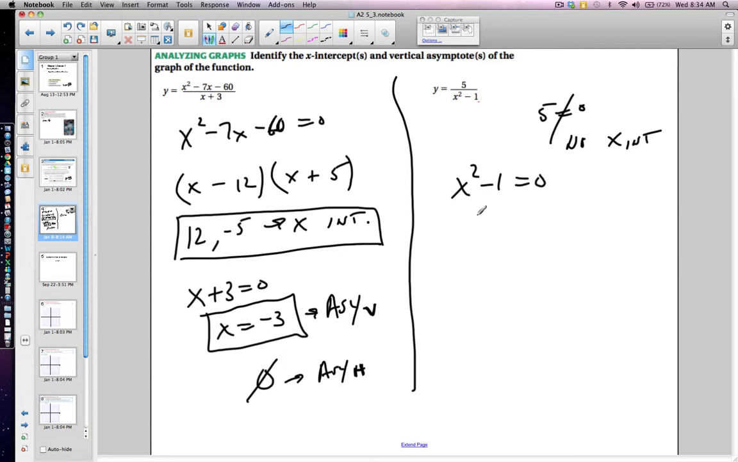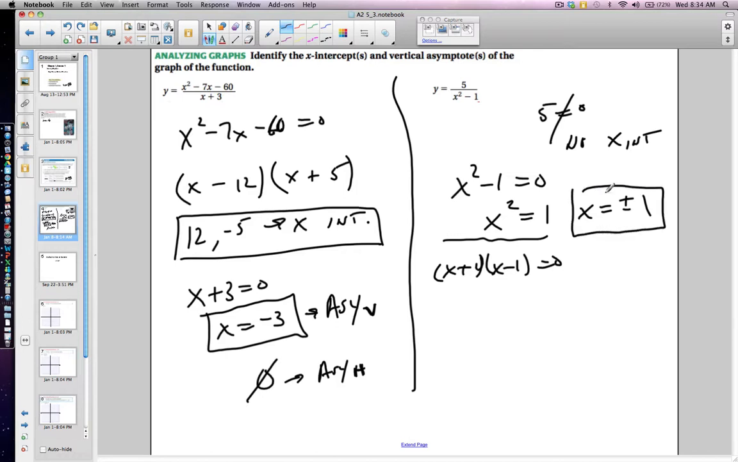I could solve this by factoring or by finding square roots. I think finding square roots is probably easier. x squared is equal to 1, so x would be equal to plus or minus the square root of 1, which would also be 1. If I factored it, I would have had x plus 1 times x minus 1 is equal to 0, and that also would have given me negative 1 and 1. So these are the locations of my vertical asymptotes.